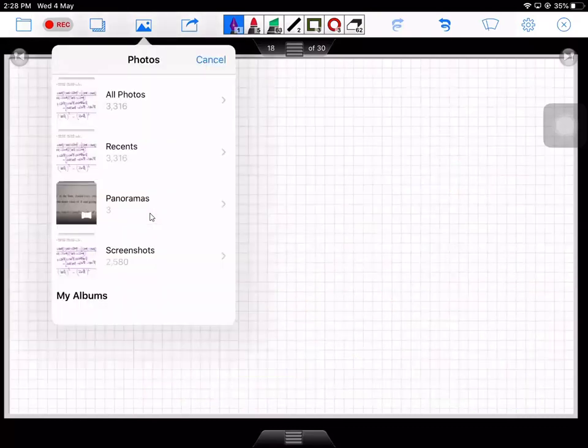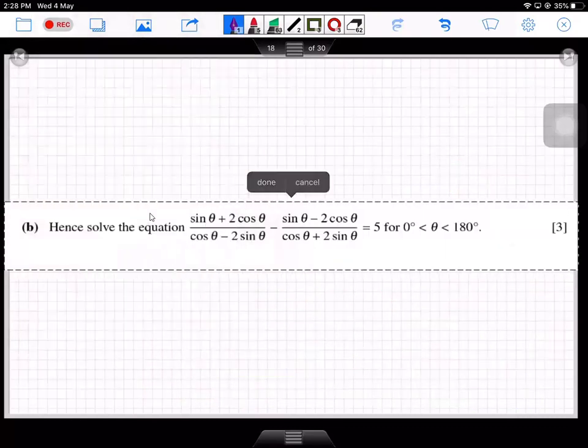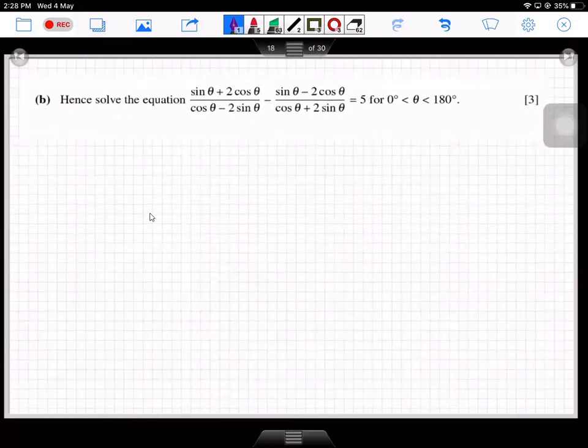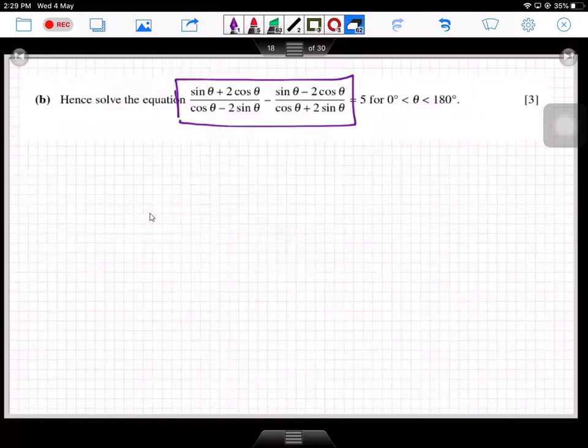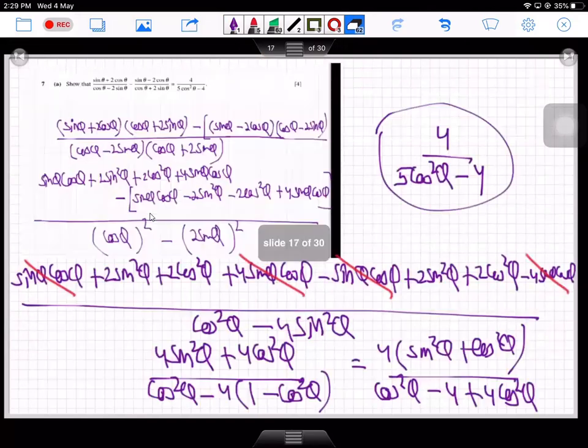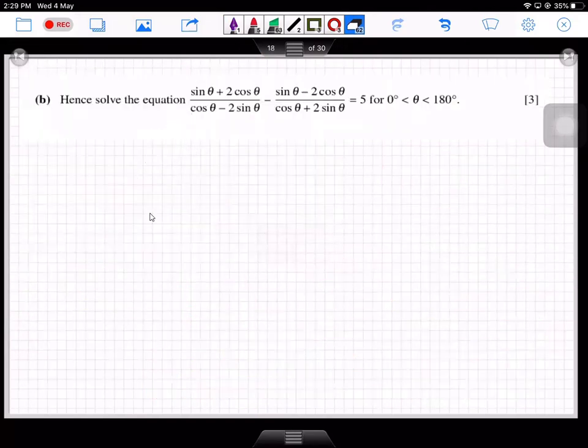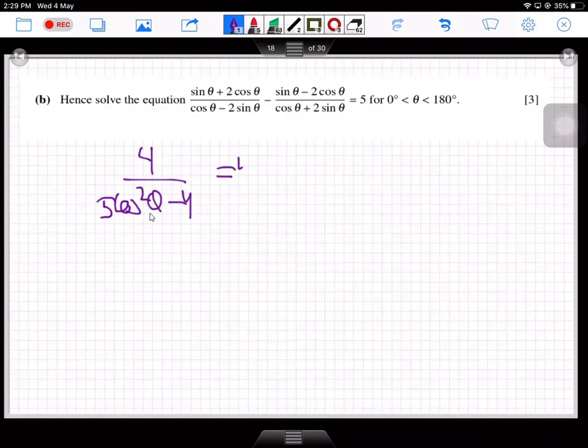The next part says, hence solve the equation. This must be kept equal to 5. And since you know from part A that in place of these two fractions, you can use this trigonometric identity, the equation is like this: 4 upon 5 cos square theta minus 4 equals 5.